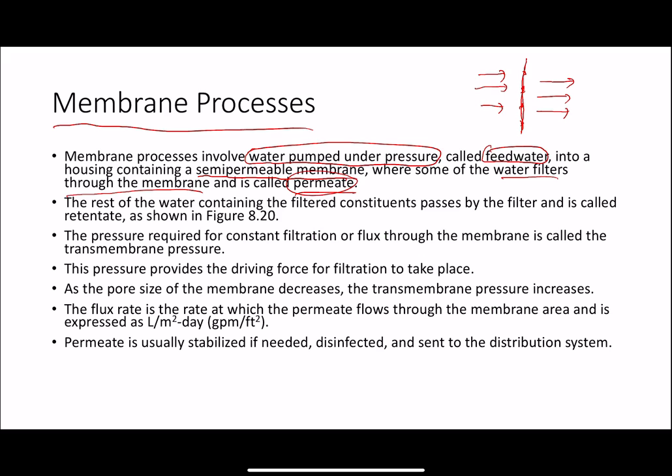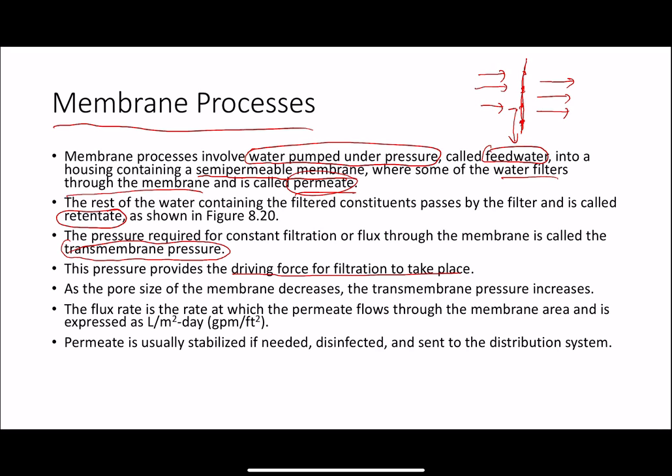The rest of the water containing the filtered constituents, whatever doesn't go through the membrane, we call retentate. Okay? The pressure required for constant filtration or flux through the membrane is called the transmembrane pressure. Of course, we need a pressure to push the feed water into the semi-impermeable membrane. This pressure provides the driving force for filtration to take place.